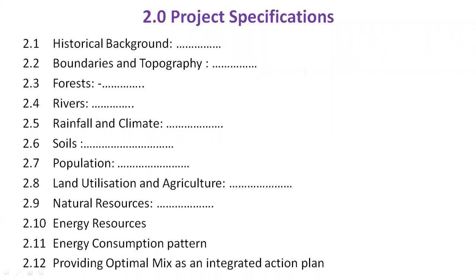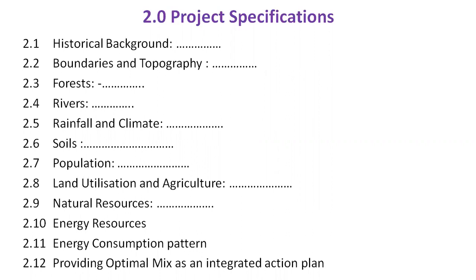Then the second chapter is on project specifications. As a part of the project, you can describe the historical background of the village: when the village was formed, and there is always a specific reason for naming the village as it is. Then boundaries and topography, the latitude and longitude, the forest area, which river flows through it, and the rainfall and climate.